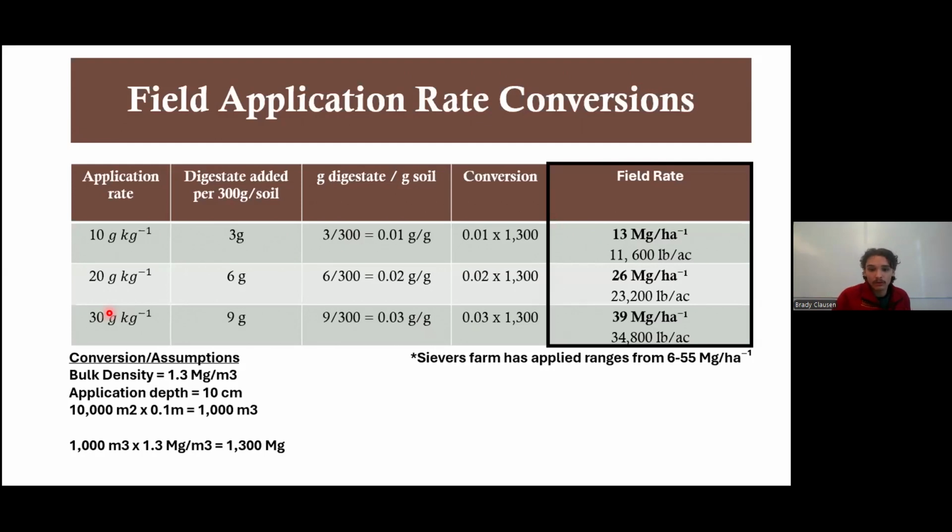What I think is really cool about this is that the Sievers Farm has applied in its history anywhere from 6 to 55 megagrams per hectare. So I think this is really cool that our greenhouse experiments get through that whole range and showcase that whole range that they've applied out in the field. Again, just drawing even more parallel to what we're doing here and what's happening on the commercial side.